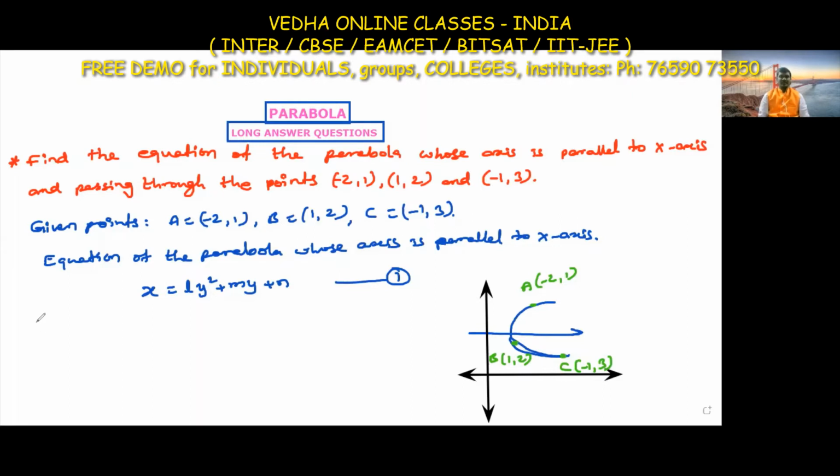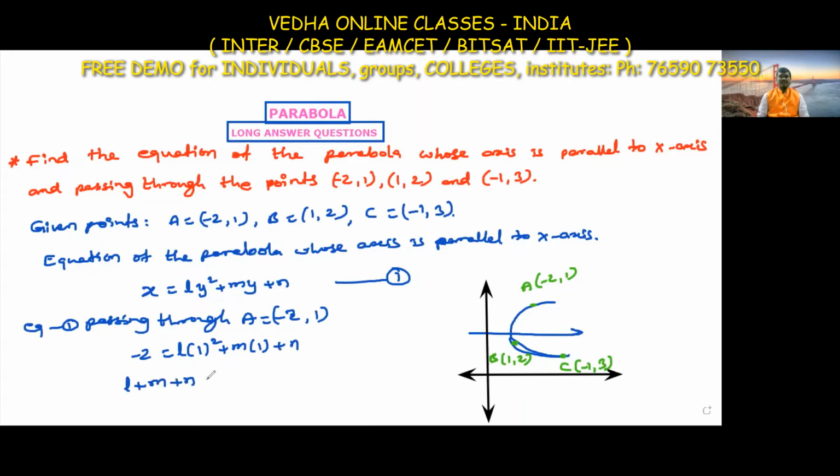Now equation 1 passes through the first point A, that is (-2, 1). Substitute the point, so it satisfies: x value -2 is equal to L into y square plus m into y plus n. So that means L plus m plus n is equal to -2. This is equation number 2.